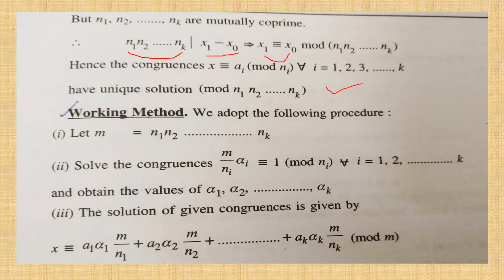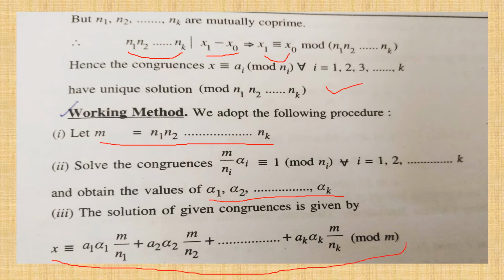Now, to apply the theorem to questions in order to find the solutions of different problems, first of all you have to take m, which is the product of these numbers, and set the congruences like this: m upon n1 times alpha 1 is congruent to 1 modulo n1, m upon n2 times alpha 2 is congruent to 1 modulo n2, and so on. We will find the values of alpha 1, alpha 2, alpha k. After getting these values, our solution will be written like this.